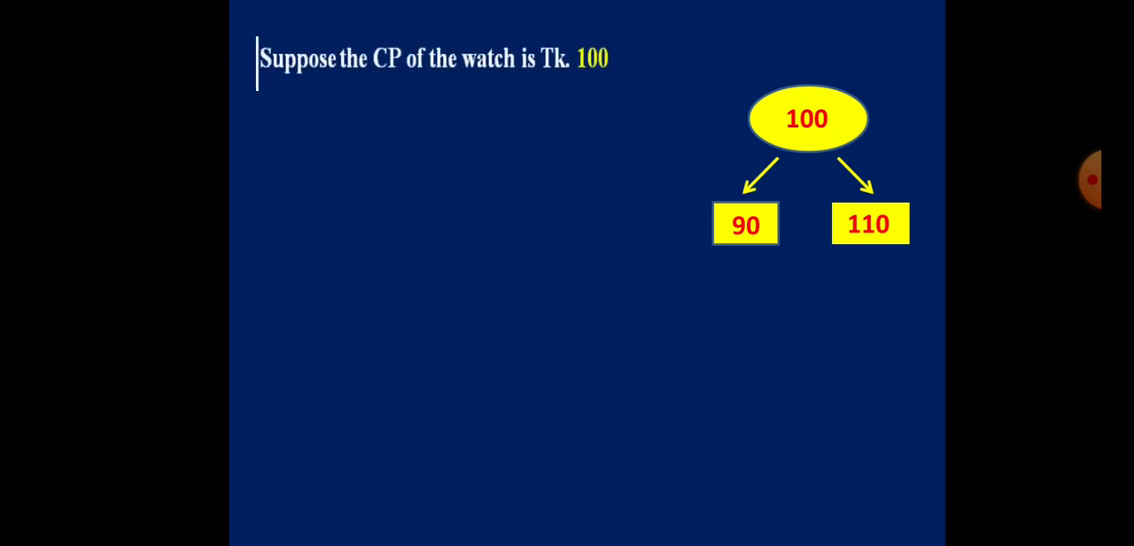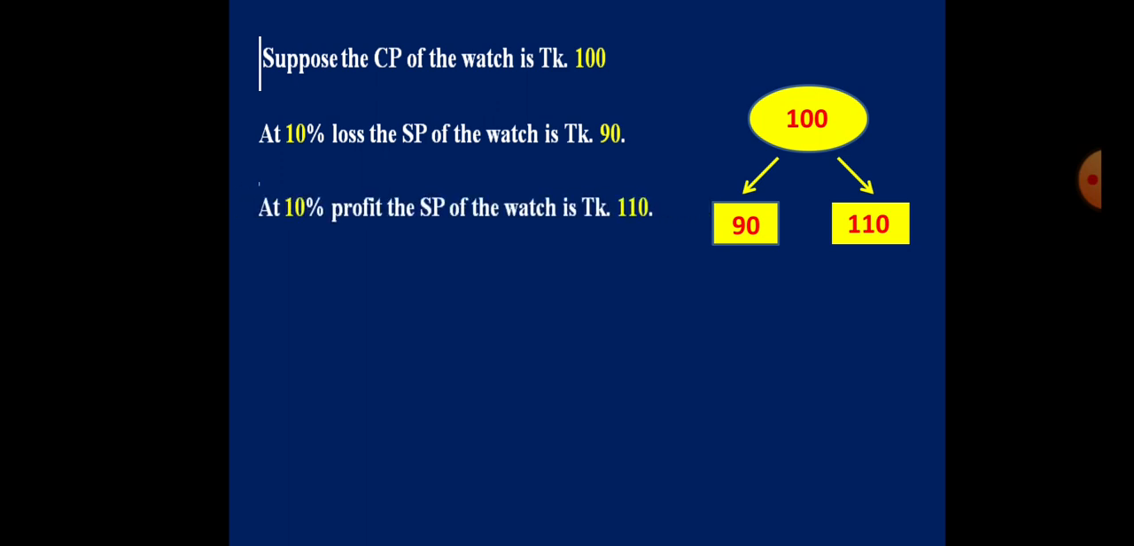Suppose the cost price of that object is taka 100 and you have sold it at taka 90. Okay, 10% loss. Now what you need to do is sell that thing at 10% profit. That means of taka 100 you need to go to taka 110. Okay, 110. That means in that case, suppose the cost price of the watch is taka 100, then at 10% loss, the selling price is taka 90. What happens at 10% profit, that the selling price is taka 110? We need to sell our product at 10% profit.